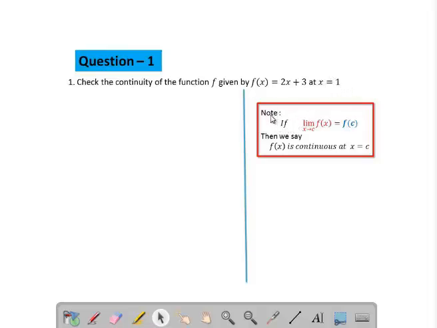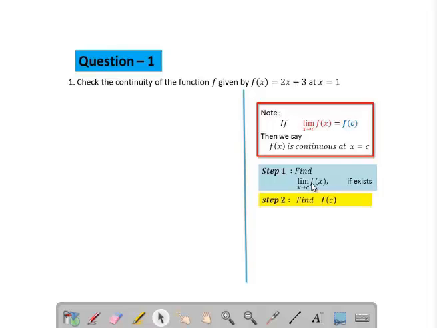Now, as per definition, f of x is said to be continuous at x equals c if the limit of the function f of x as x tends to c is equal to the value of the function at c. So we're going to solve this question in just 3 steps. Step 1, we're going to find the limit of the function f of x as x tends to c, if it exists. If the limit does not exist, then the function can never be continuous at the given point c.